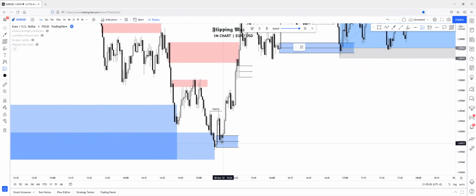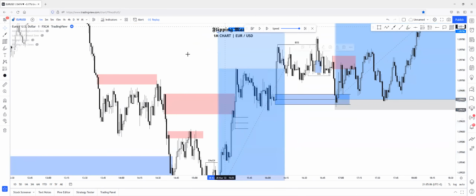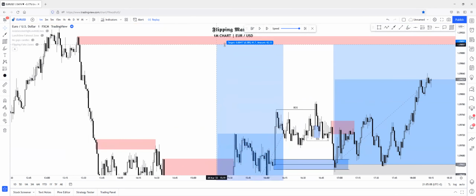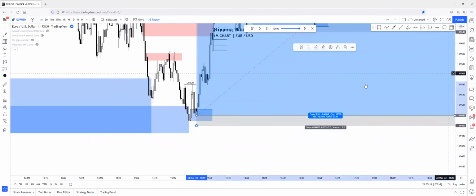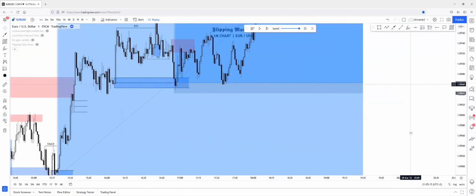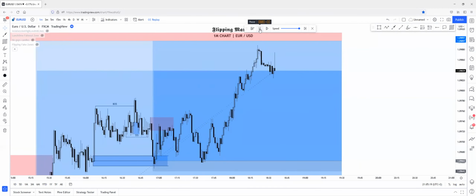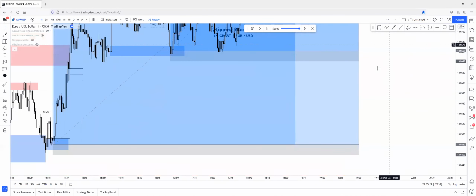And place back the order right here. This was the original order, targeting this supply zone. Right here, and just watch it hit TP. Perfect, TP hit. That's all. That's it.